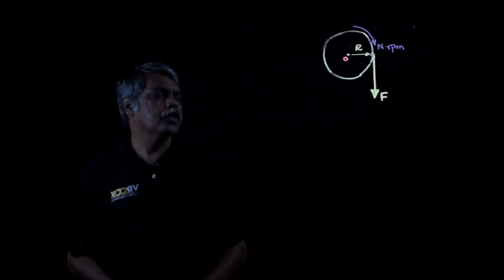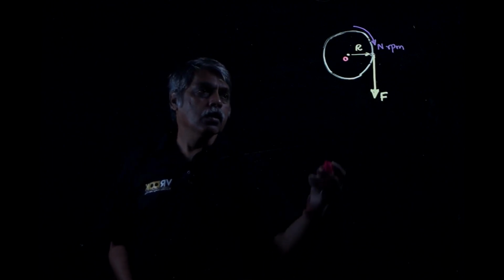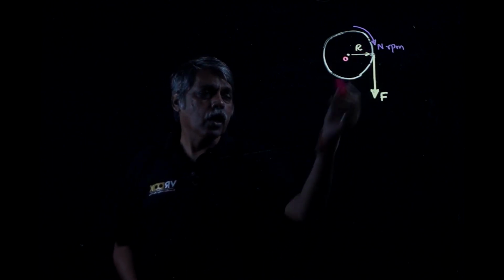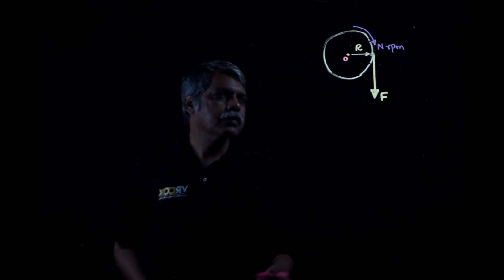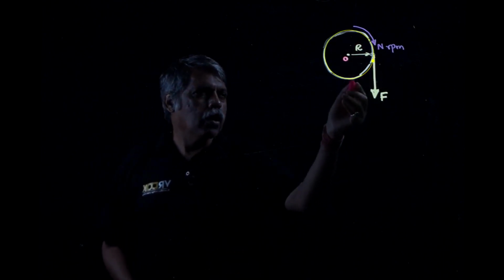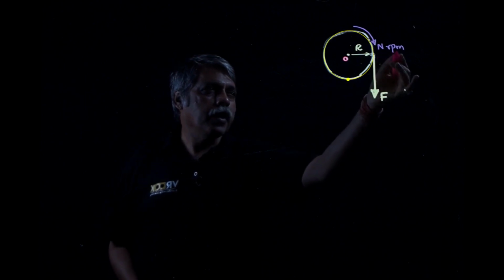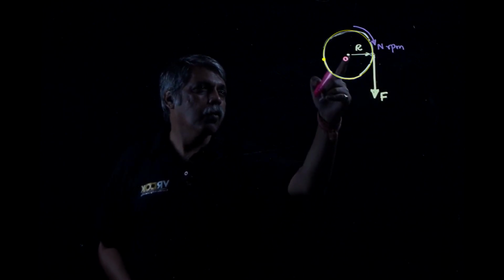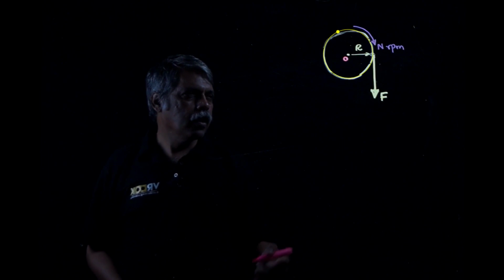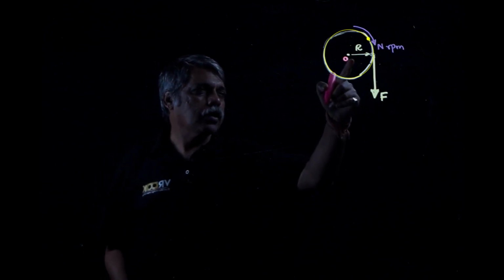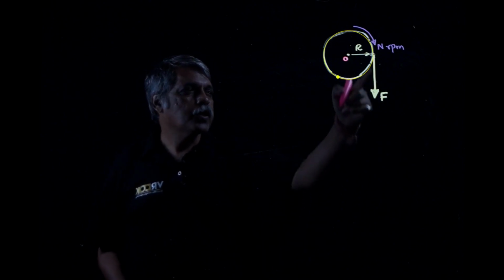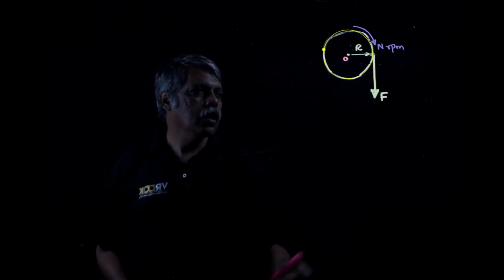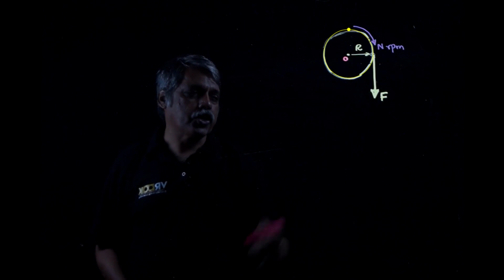Let us consider a DC motor. The armature of the DC motor, say, has a radius of r meters. It is rotating at a speed of n revolutions per minute about the point O. Now, a current carrying conductor placed on the surface of the armature will experience a force. Let the force be in this direction.